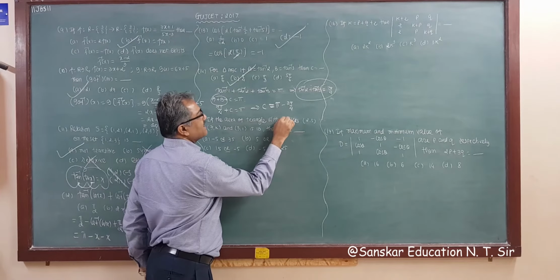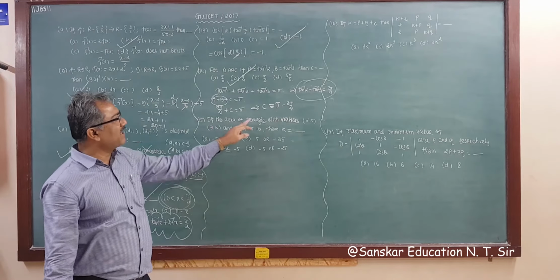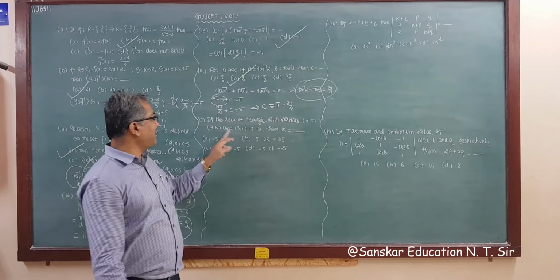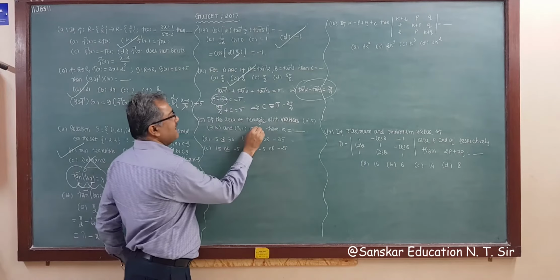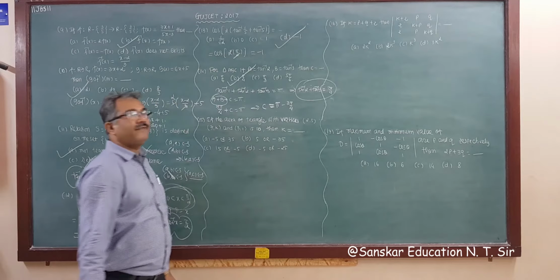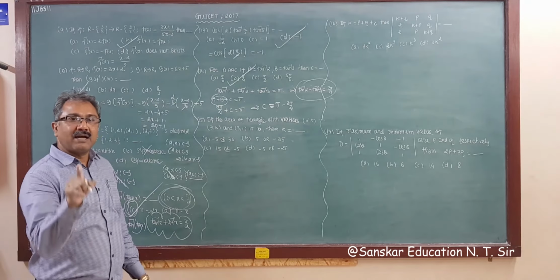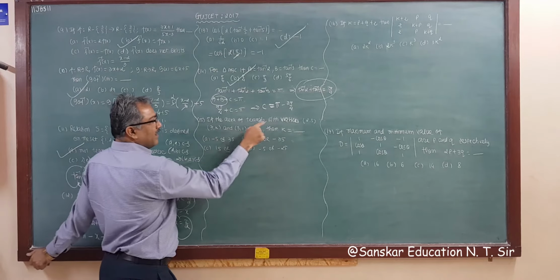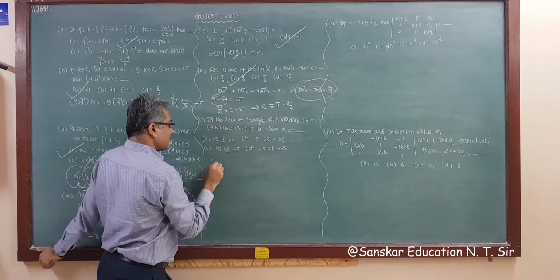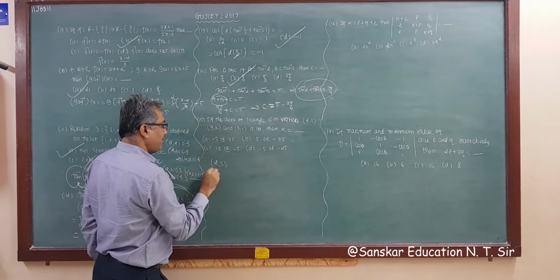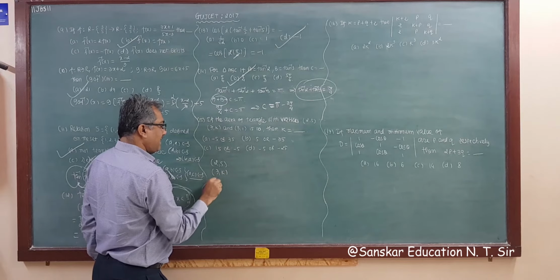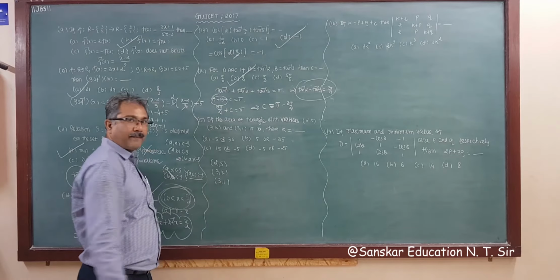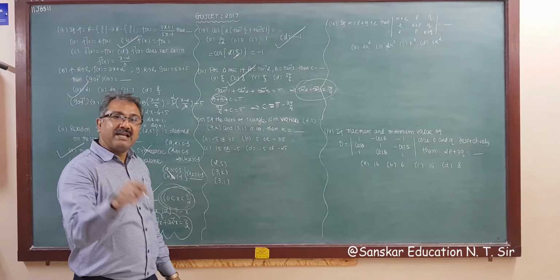Now the next question: if the area of the triangle with vertices (2, 5), (7, k) and (3, 1) is 10 square units, then find k. Right? Now you know, the vertices are given: (2, 5), (7, k) and (3, 1). Right? Now the area of the triangle.